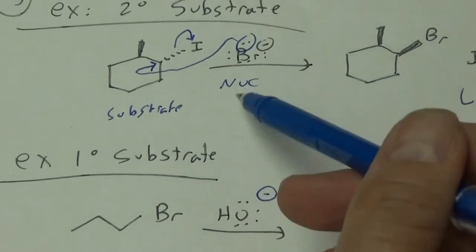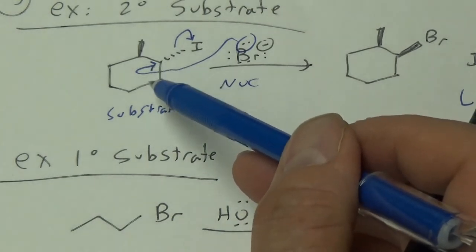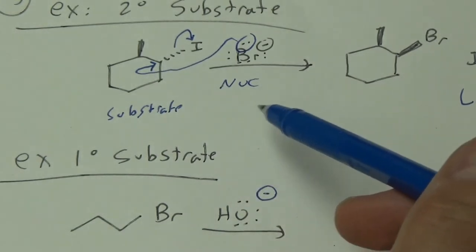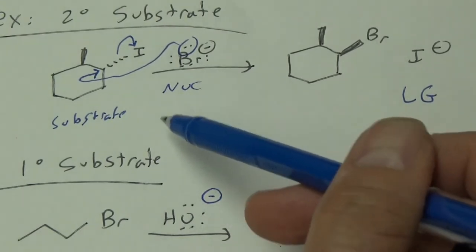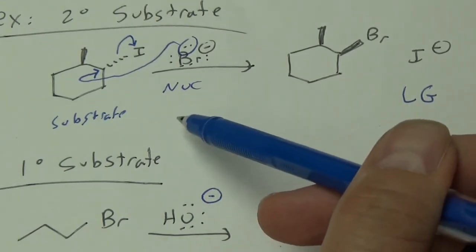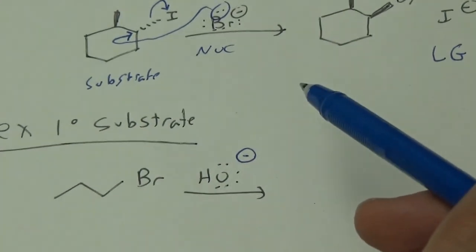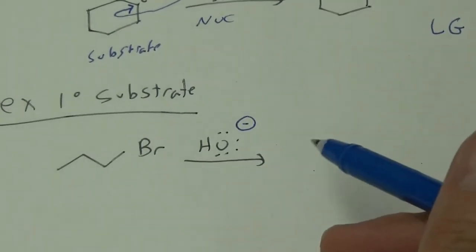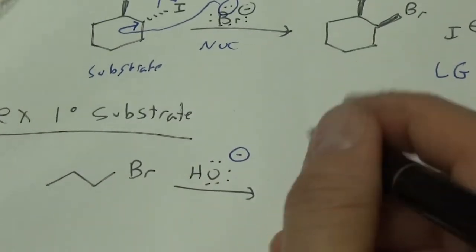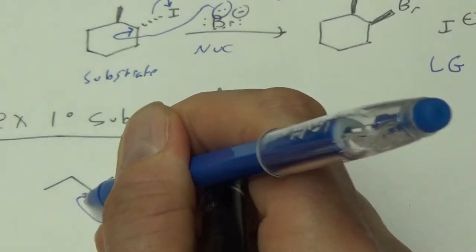Also, in the mechanism, I'm not showing the transition state. It's actually kind of hard to show the transition state here. We show the transition state just to explain how the reaction works and why you get the inversion, but it's not like every time you draw a mechanism you need to draw the transition state, okay? Alright, so what's the product, what's the mechanism? Well, the mechanism is really easy. This attacks from the back.